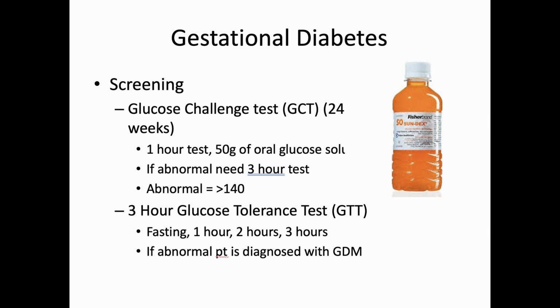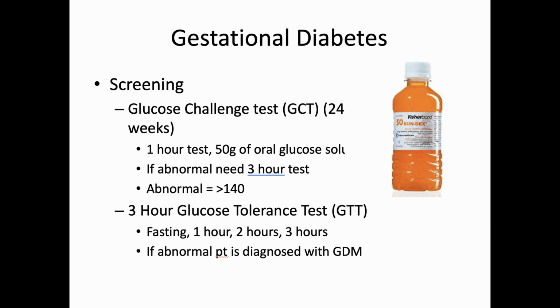It's not a fasting test, right? So they do not have to fast for this. They're just going there and they're going to drink this oral glucose solution. And then they're going to test her blood an hour after she drinks it. So once she finishes it, they wait an hour and they test the blood. Abnormal would be over 140. If it's abnormal, they now need the 3-hour test. So from the first test that we're doing, we're not diagnosing anything, right? If it's abnormal, she now has to go back for the 3-hour test.